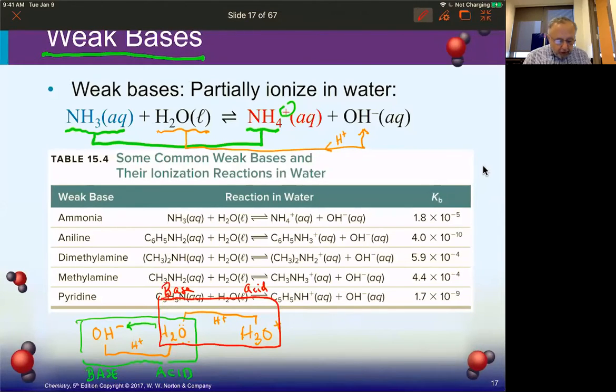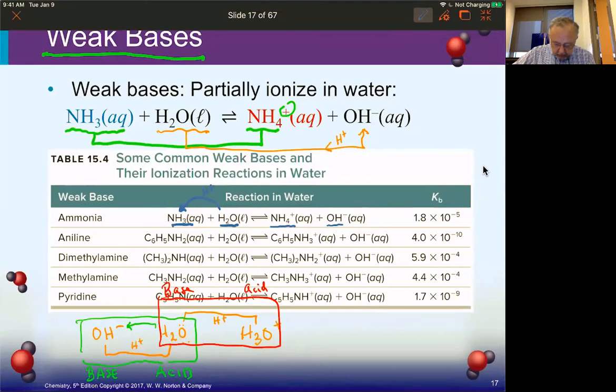Okay, so for weak bases, all of them are reacting with water. So let's look at ammonia, the very first one. Ammonia is reacting with water, and the water is acting as an acid. It's going to give the H plus to NH3 and form NH4. And what is going to be left of the water once it releases the H plus is OH minus, or the hydroxide ion.